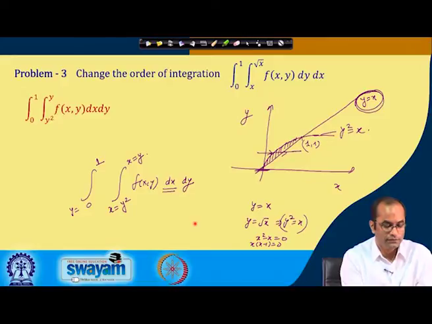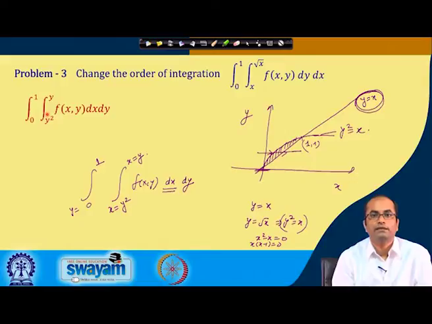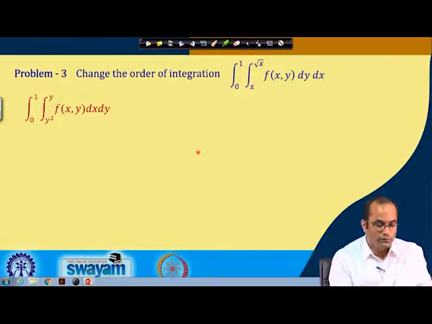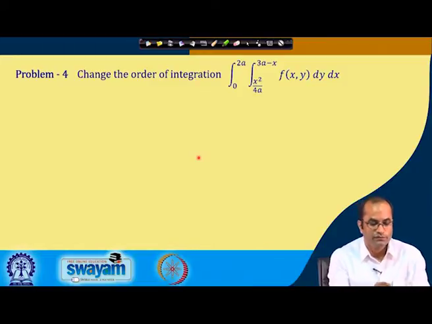So, that is the change of order of integration. So, the limits of y will be 0 to 1, and the limits of x will be y square to y, and then f(x, y) dx dy. So, one more example, that is the last example for this lecture.